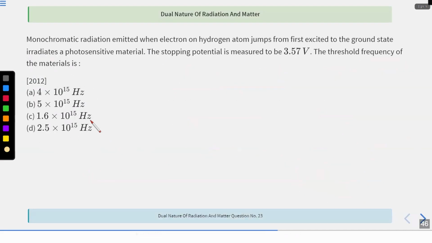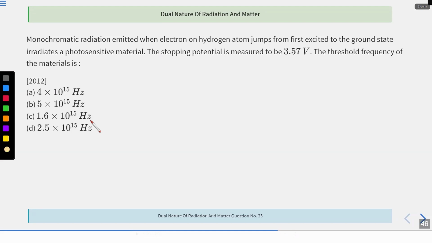Okay, let's move on to the next question. Monochromatic radiation emitted when an electron in a hydrogen atom jumps from the first excited state to the ground state irradiates a photosensitive material. The stopping potential is measured to be 3.57 volt. The threshold frequency of the material is. Okay, so how do we do this?